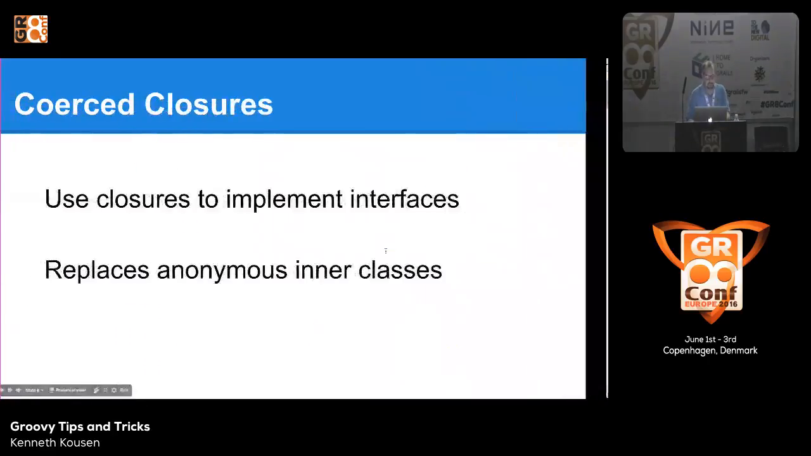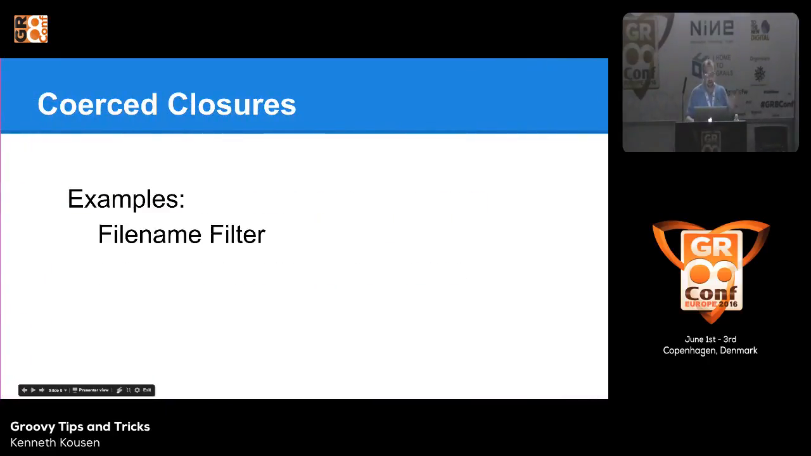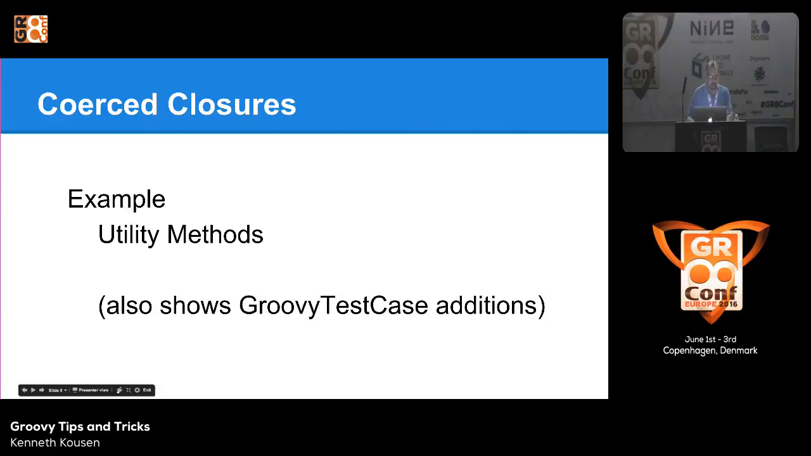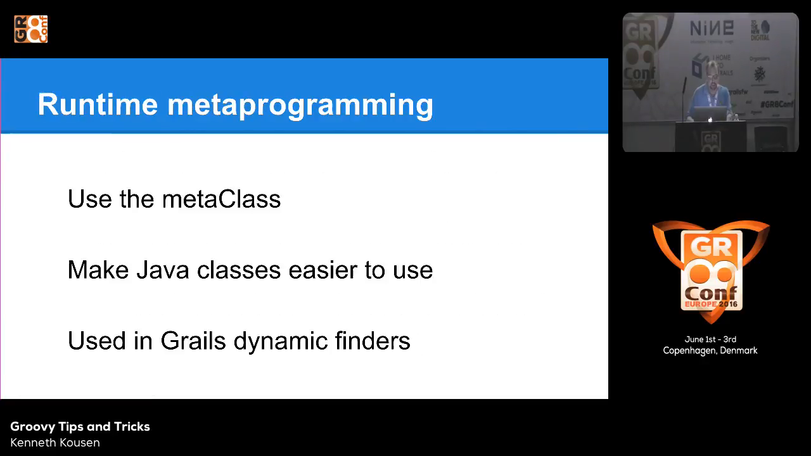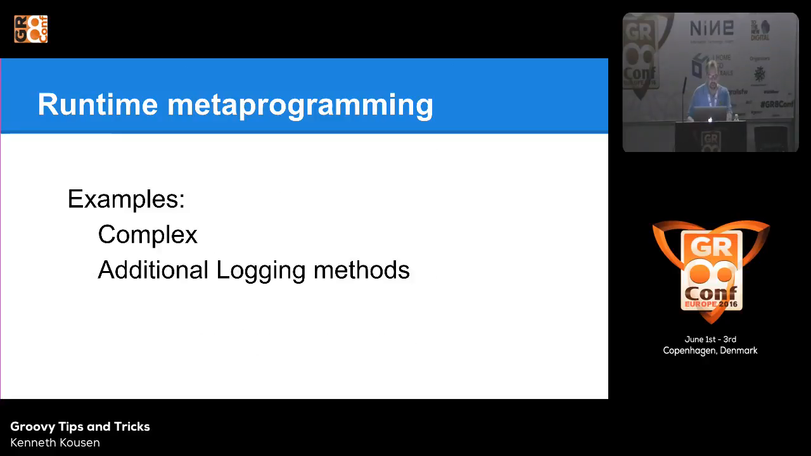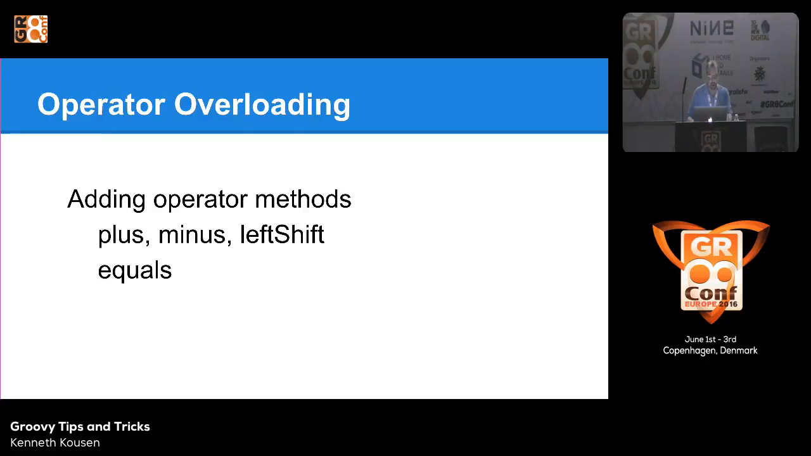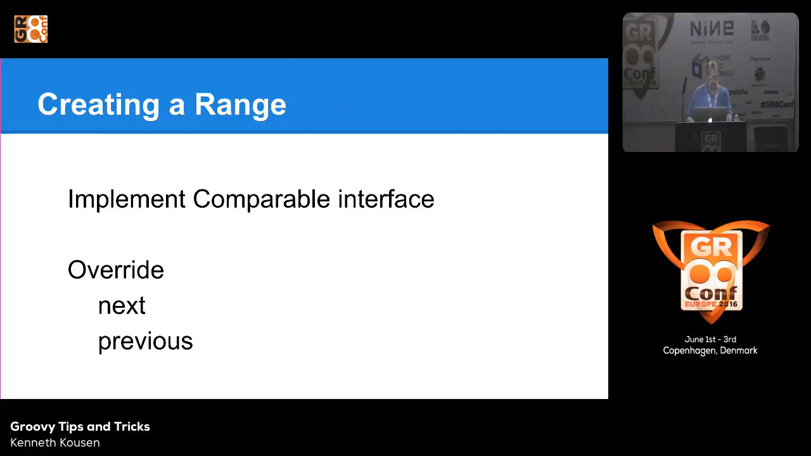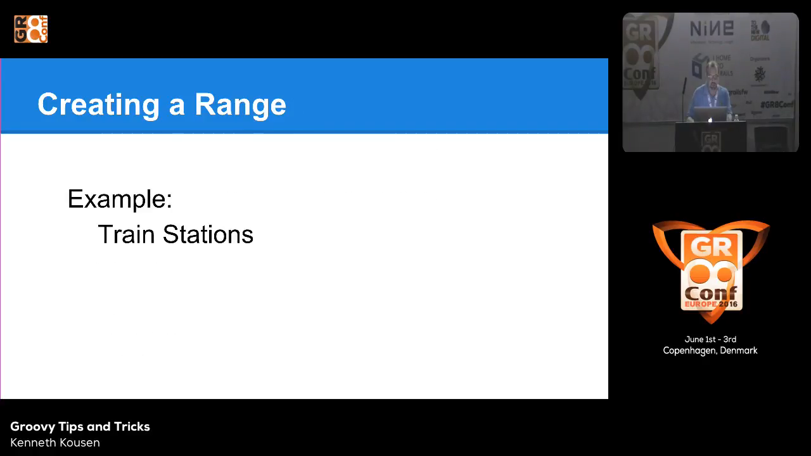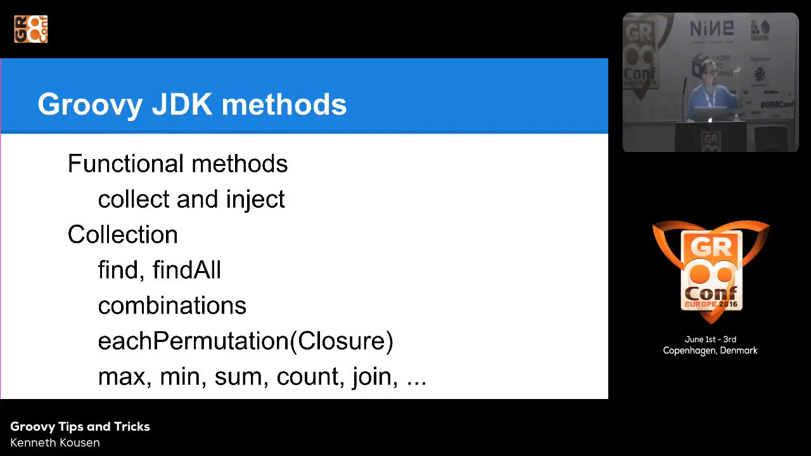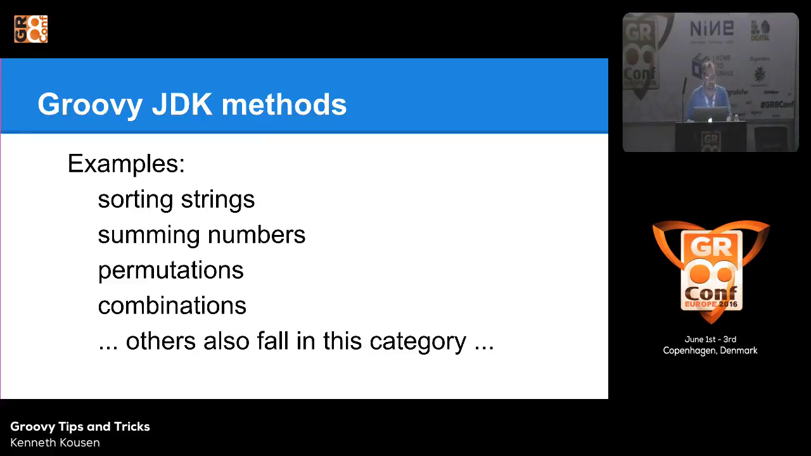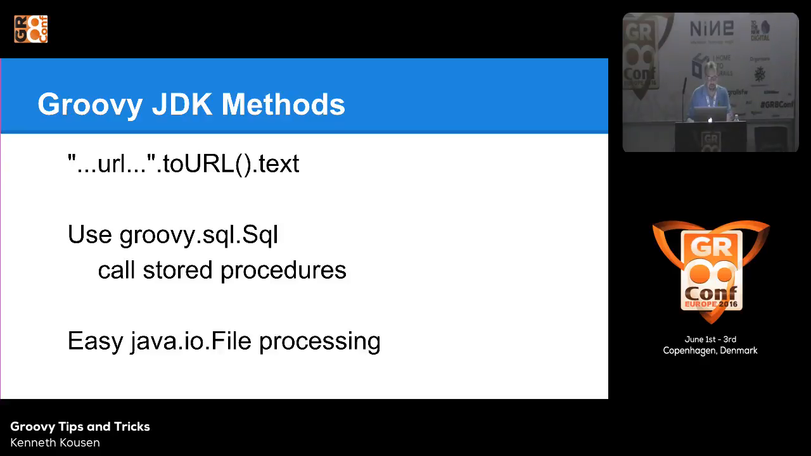All right, so let me just summarize. I've got the coerce closures. Let me skip all this. Delegation, the runtime metaprogramming. I've got the logging methods, something about operator overloading with the human resources, creating a range with the train stations. There's some cool Groovy JDK methods that you might be interested in just playing around with. So I've got some examples, permutations and combinations, the Groovy JDK.